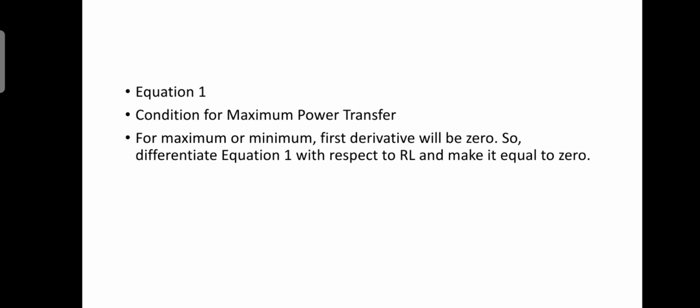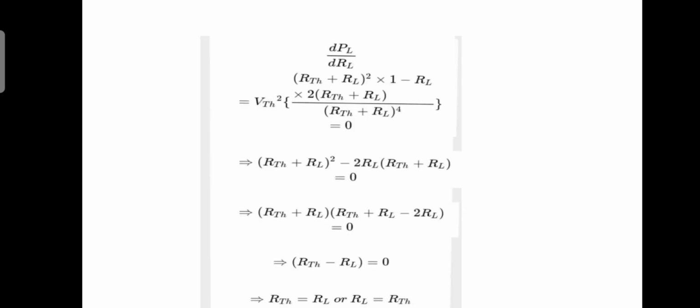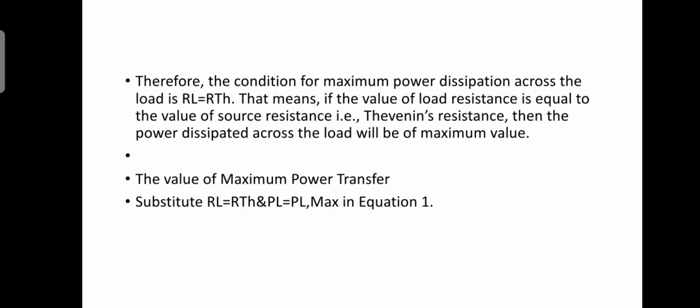Condition for maximum power transfer. For maximum or minimum, the first derivative will be 0. So differentiate equation 1 with respect to RL and make it equal to 0. By making it equal to 0, we will get Rth equal to RL, or RL equal to Rth. Therefore, the condition for maximum power dissipation across the load is RL equal to Rth. That means if the value of load resistance is equal to the value of source resistance, that is Thevenin's resistance, then the power dissipated across the load will be of maximum value.